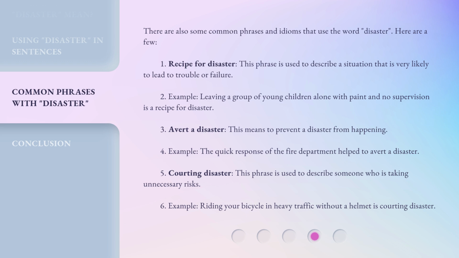3. Courting disaster. This phrase is used to describe someone who is taking unnecessary risks. Example: Riding your bicycle in heavy traffic without a helmet is courting disaster.